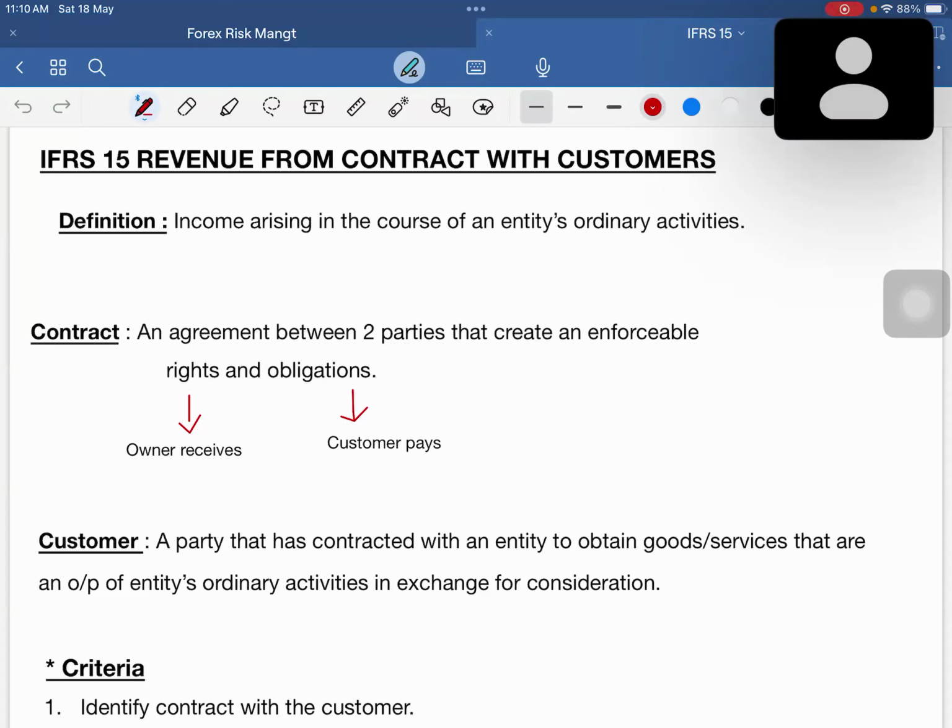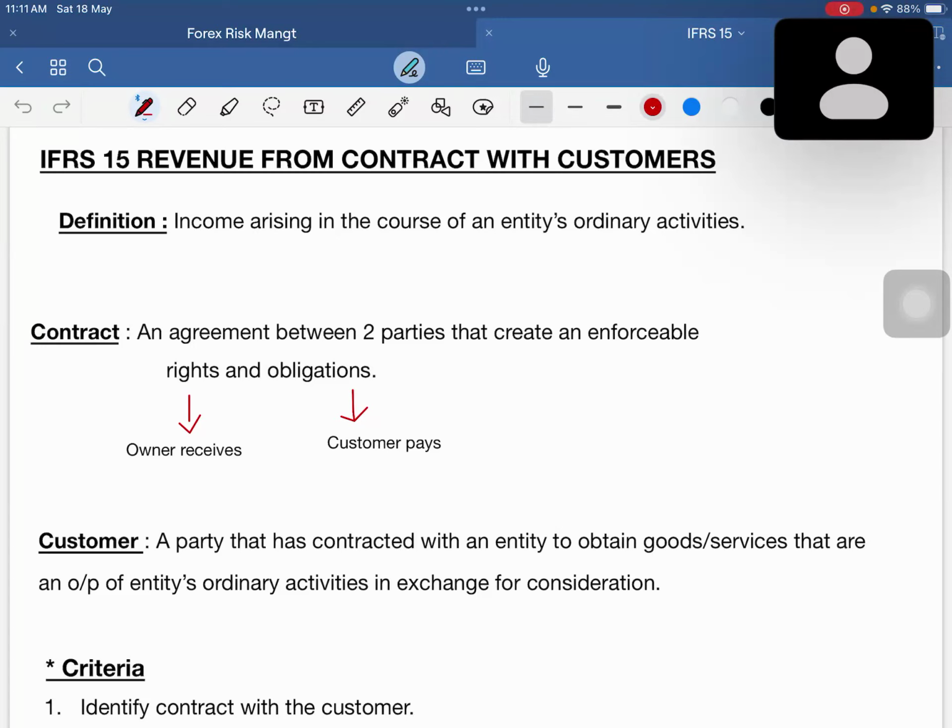So, according to the definition, IFRS 15 covers the income arising in the course of an entity's ordinary activities. If you are a business dealing with electronic equipment, the income that you raise from selling that electronic equipment is your revenue. If you are a real estate business, and you sell your buildings or lands, or rent out the properties, then that income generated is your revenue.